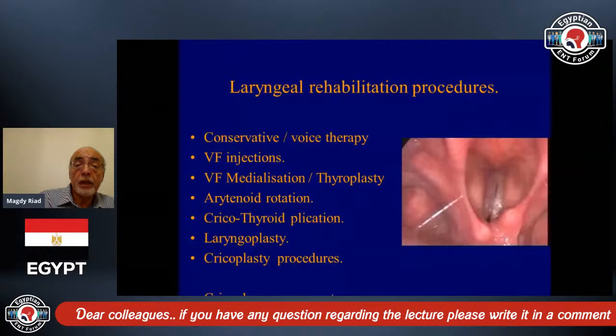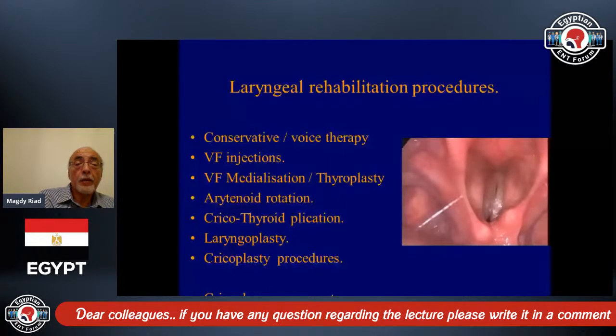Well, in most cases you would need to consider arytenoid rotation because most of the aspiration happens in the posterior part of the larynx. This is by far the wider part of the glottis. The glottis is like a triangle, and the posterior half is 7 times more than the anterior half in surface area. So this is when you would benefit from arytenoid rotation.